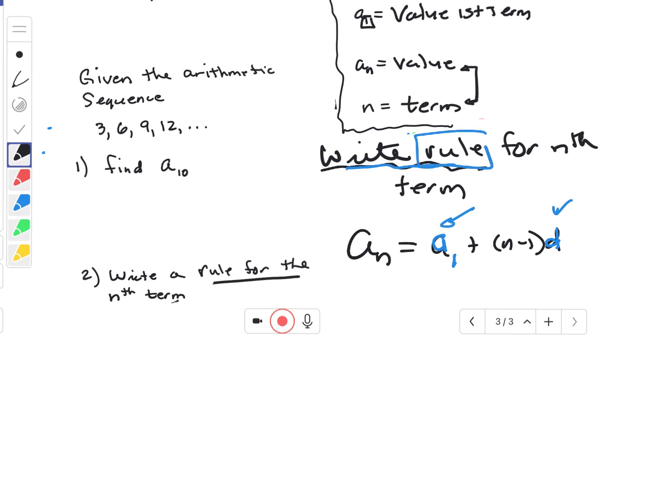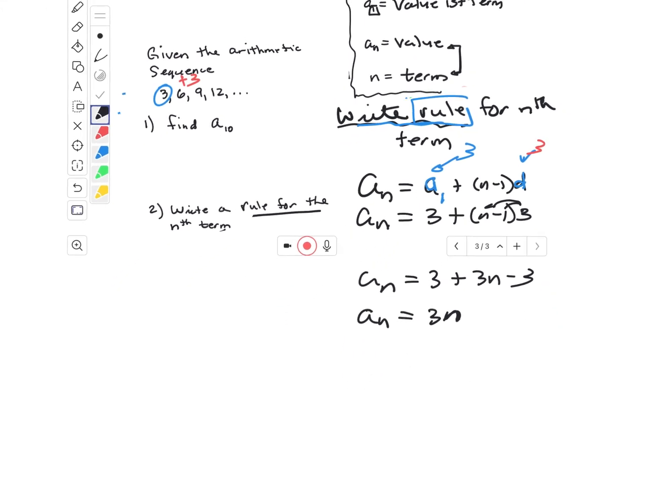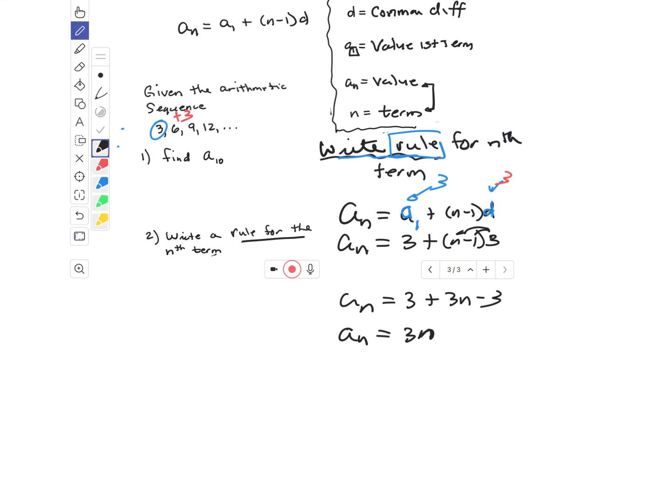And isn't the first term a value of 3? And didn't we say that what we're adding over and over and over is 3? So the rule is a sub n equals 3 plus (n minus 1) times 3. And then you should always simplify. So we're going to distribute, and then we're going to combine like terms. So our rule is 3n. Let me prove to you that that is the rule.